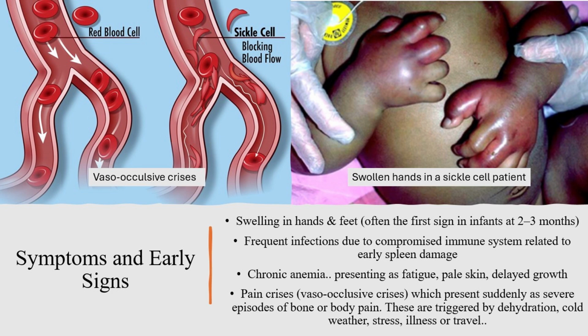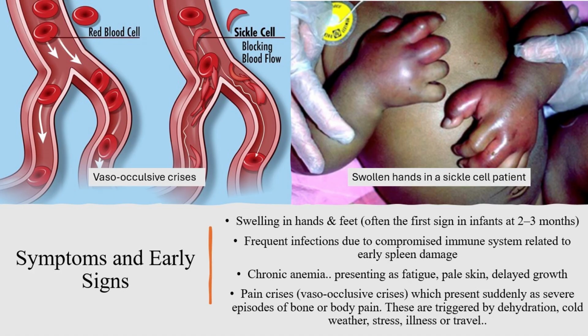blood cells. One of the first complications children experience is frequent infections, and the reason for this is because sickled cells damage the spleen early in life. That's why vaccination schedules, penicillin prophylaxis, and close monitoring are extremely important.